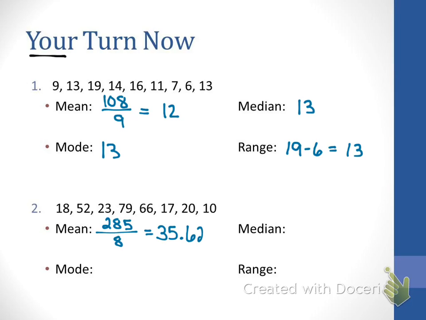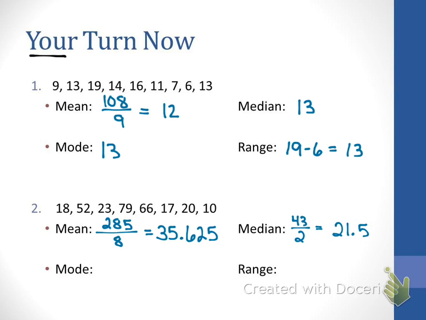35 and 625 thousandths. All right, very good. What about the median? Okay, I ended up with what 2 numbers in the middle? 20 and 23. So when I add 20 plus 23 together, what do I get? 43. So 43 is my median? No, I have to divide by 2 to get 21 and 5/10, and that is my median.